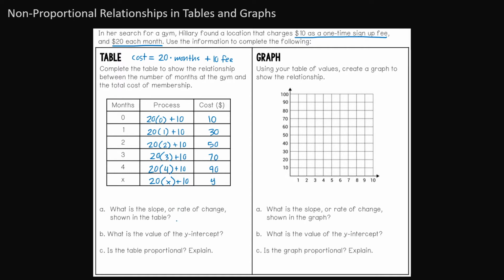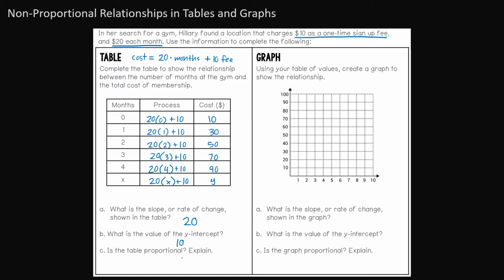So what is the slope or rate of change shown in the table? Well, I noticed that for every month we attend, we're increasing by $20. So the rate of change or the slope is 20. The value of the y-intercept. Remember, y-intercept is our starting value, the amount of money we're paying first. And that is the $10 sign-up fee. So the y-intercept is going to be 10.